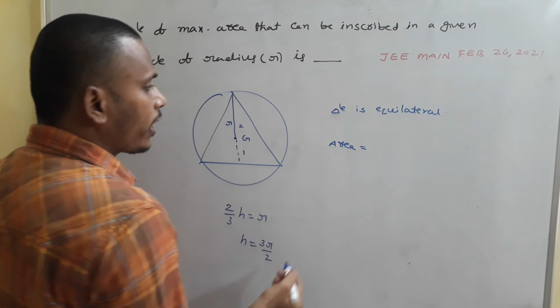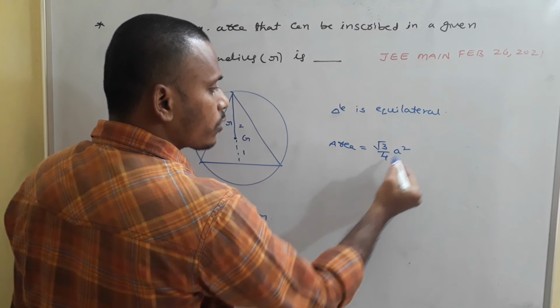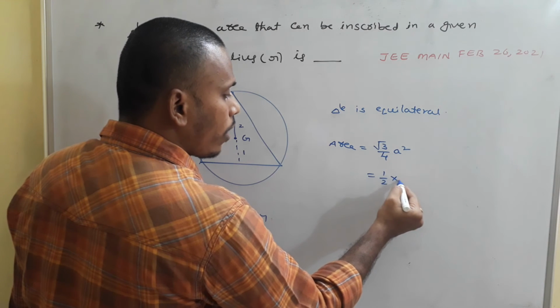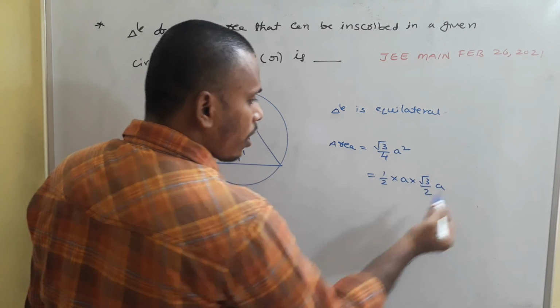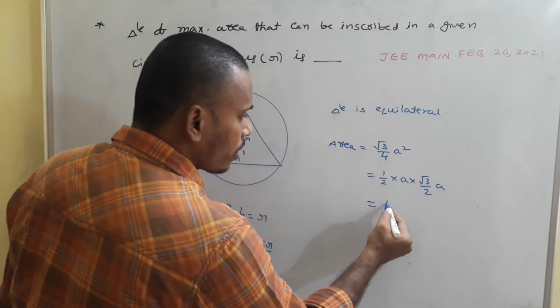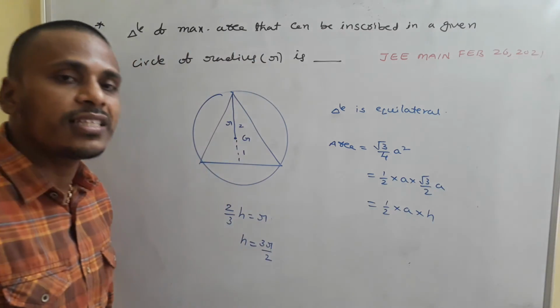Since height is equal to 3r/2, what to say about the area? Area is equal to what actually? Area of the equilateral triangle is root 3 by 4 a square, and that is equal to 1/2 into a into root 3/2 a. We are familiar with this. 1/2 into a into h. This root 3/2 a is h.